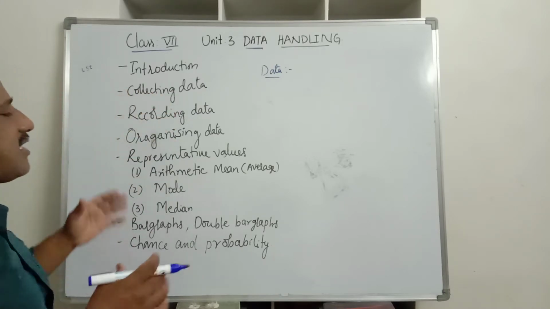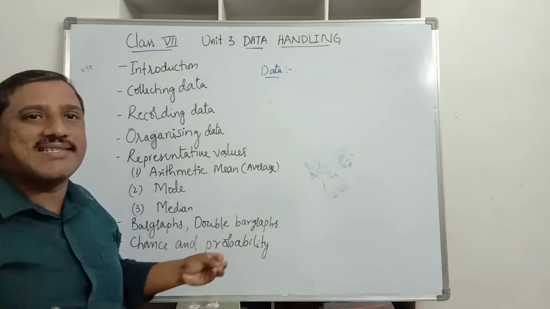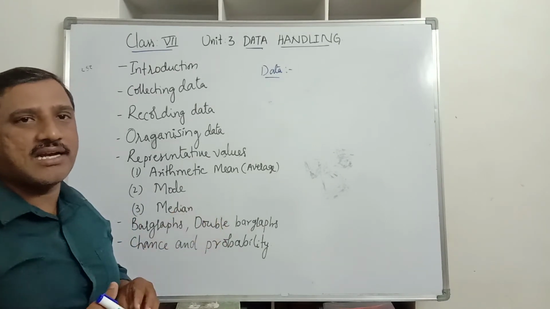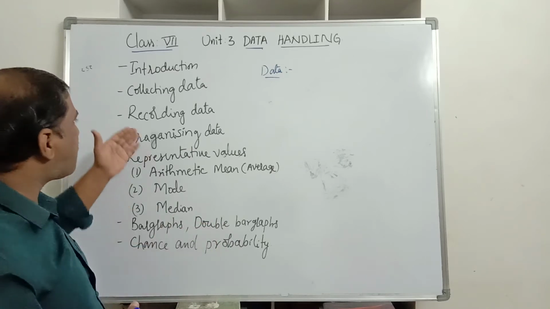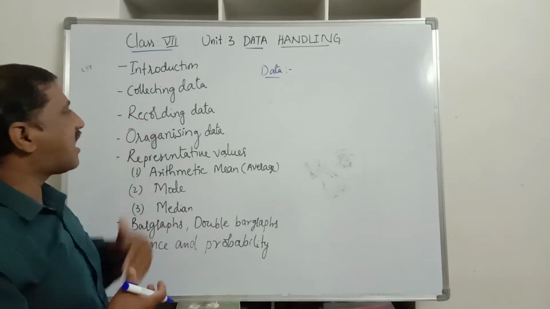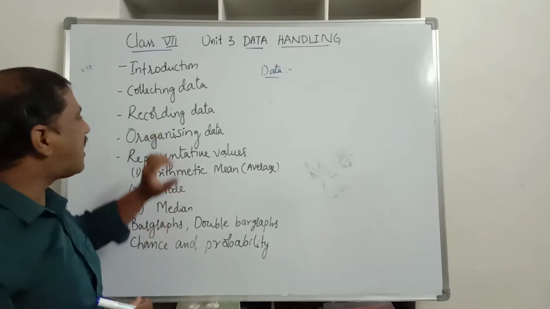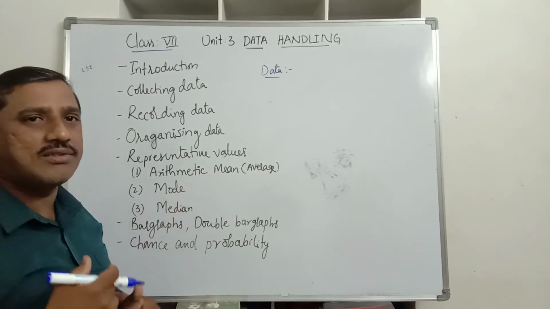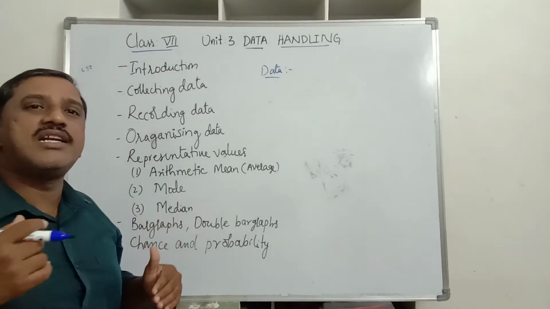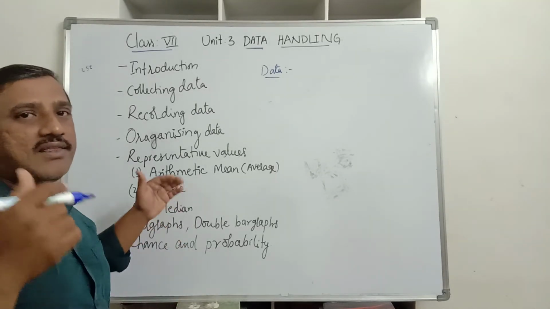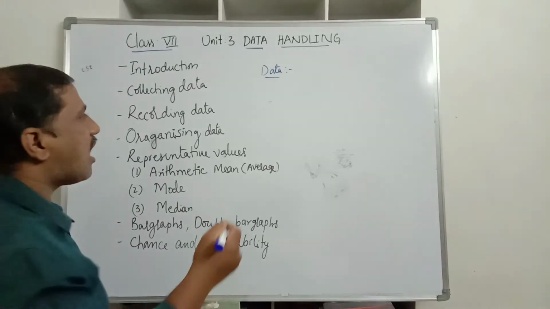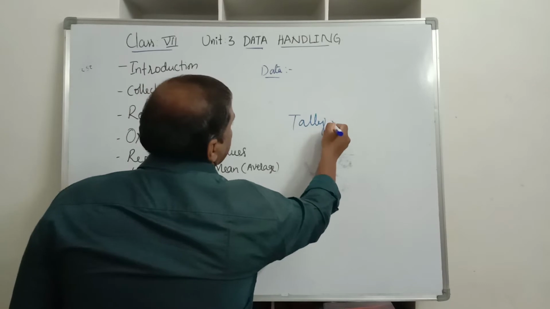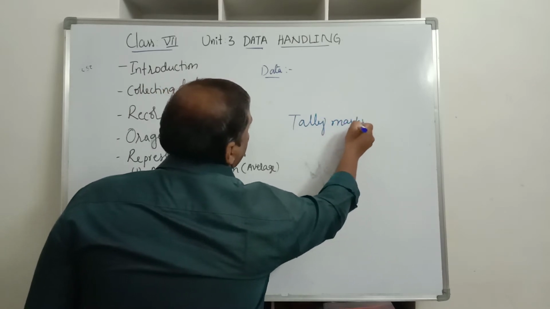After collecting, just by collecting the data, we cannot assess or draw conclusions just by seeing the data. So we need to record it for preservation. After that, after recording the data, we need to organize the data. In organizing the data, we use tables. That is frequency distribution tables we use. In those frequency distribution tables, tally marks were introduced. The tally marks concept we have studied in class 6 also.